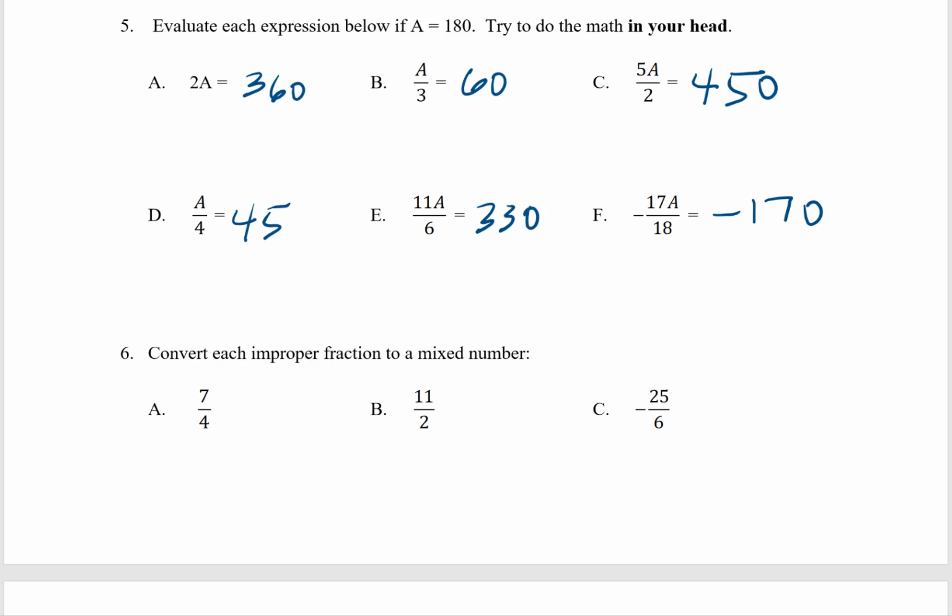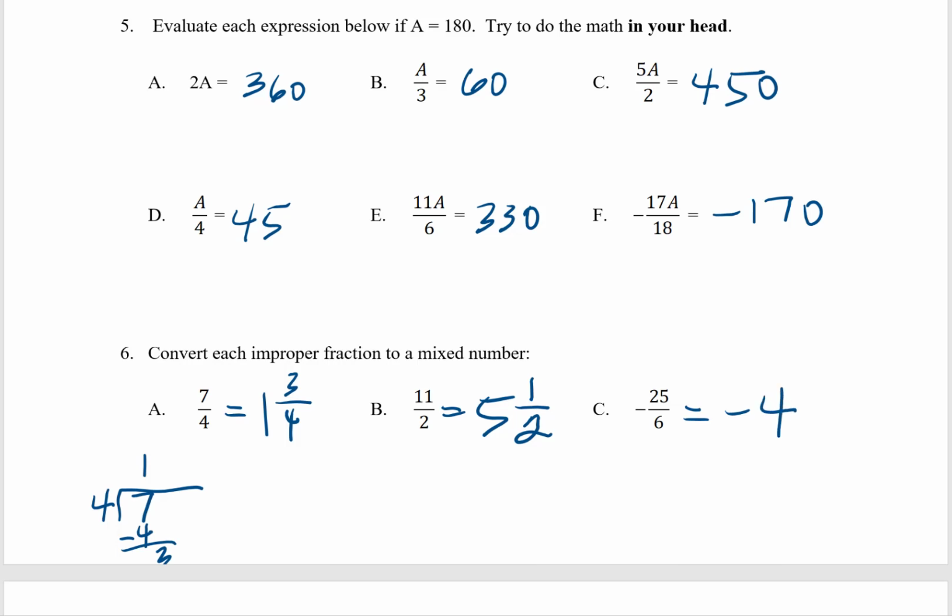Problem 6, we convert to mixed numbers by dividing. These are probably easy enough just to do in your head. 4 goes into 7 once, leaving me with 3 left over, and so the answer then is 1 3/4. 2 goes into 11 5 times. There would be 1 left over, so 5 1/2. Here the answer is negative. 6 goes into 25 4 times. There would be 1 left over. 4 times 6 is 24, so 1 left over. Negative 4 1/6.